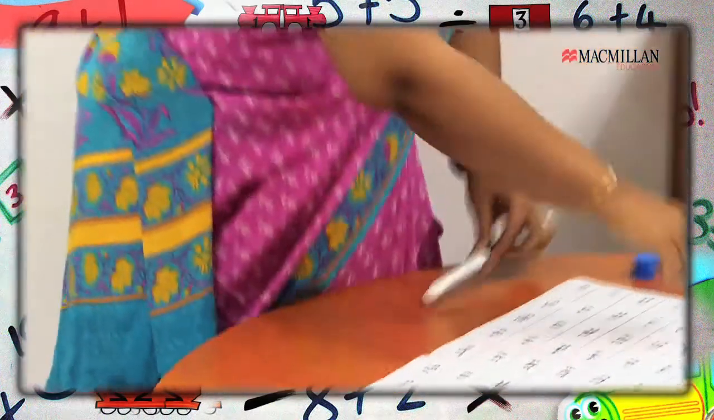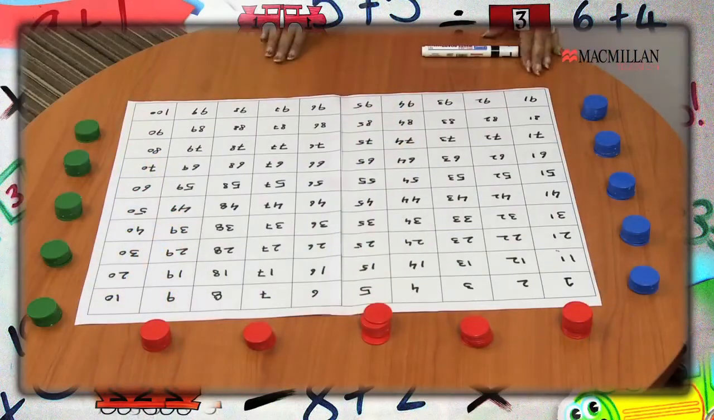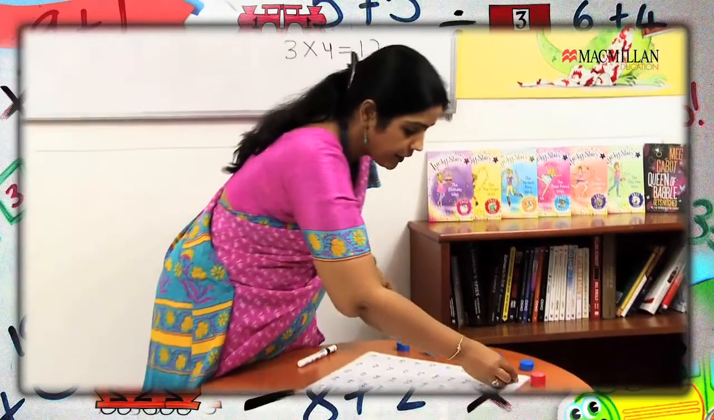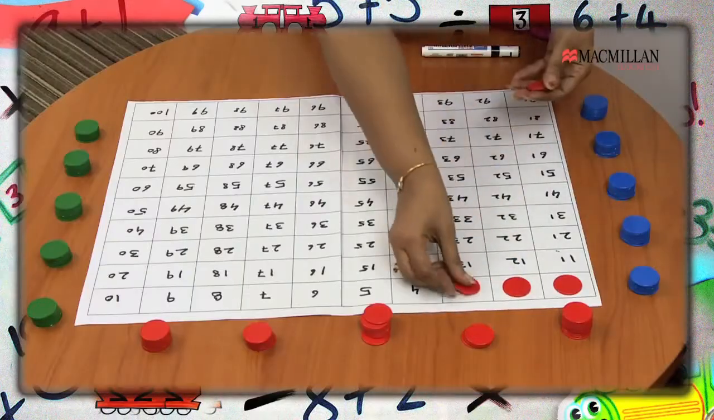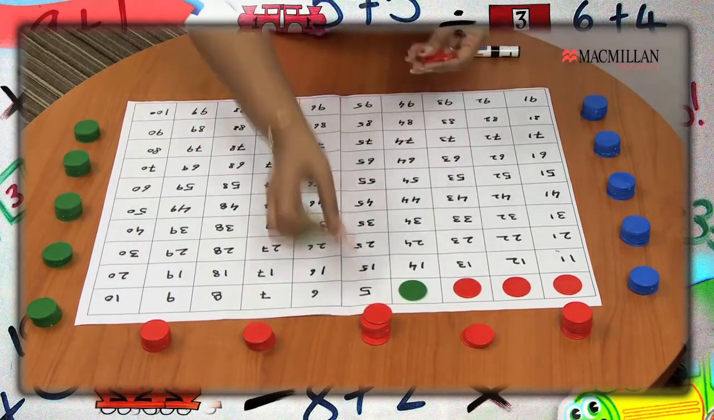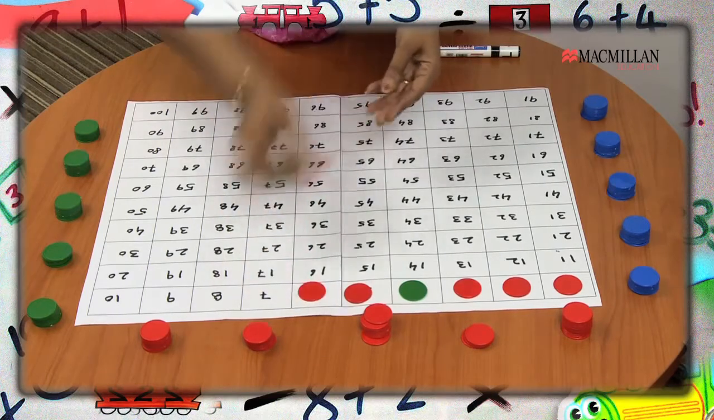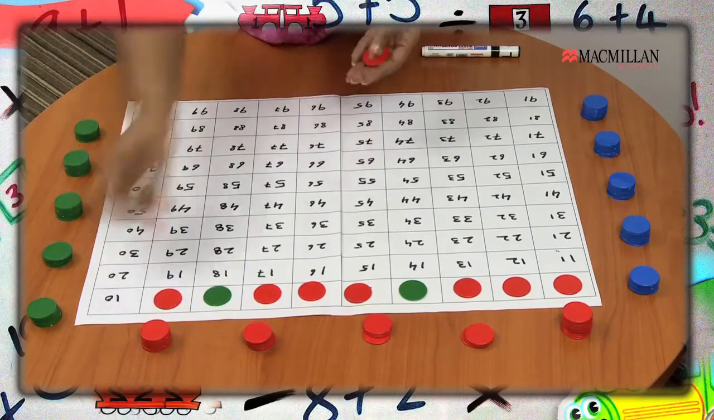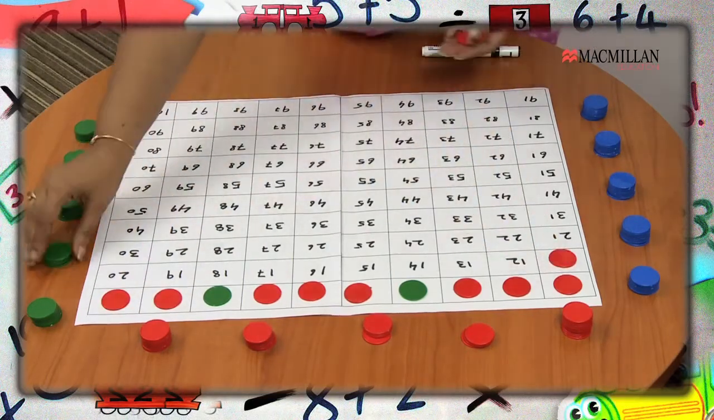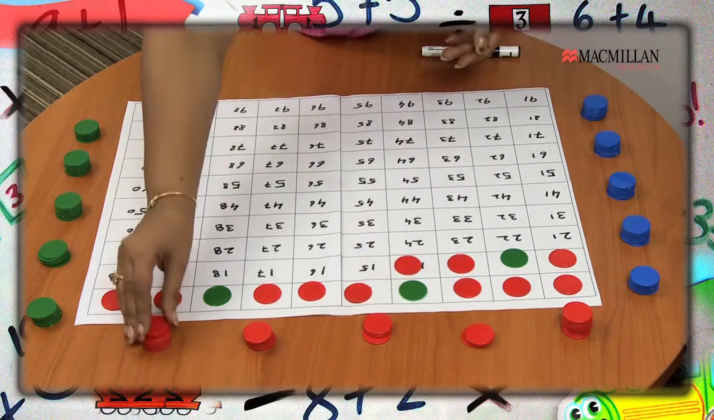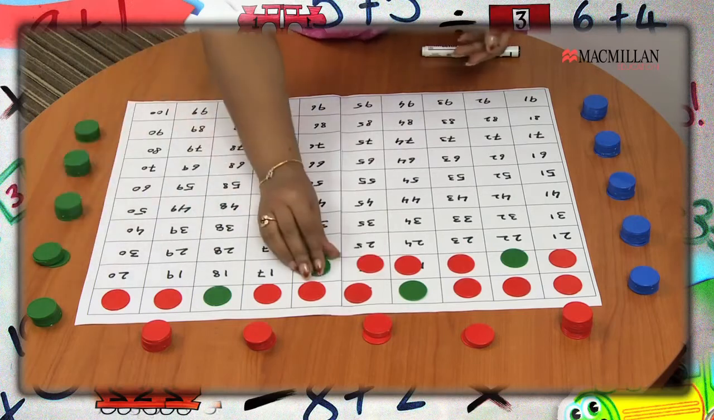So we are ready with square grid with 1 to 100 written on it. I am going to use these red counters and some green counters to show you skip counting of 4. I will place these red counters here, and at every 4th counter I will place a green counter. So again I place the red counters and the 4th counter is going to be green counter. So now again a green counter. I can go on like this endlessly till 100.